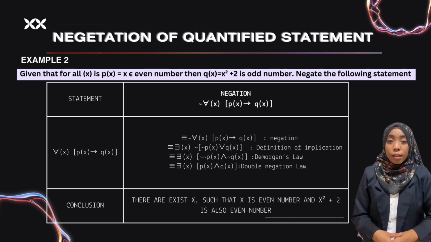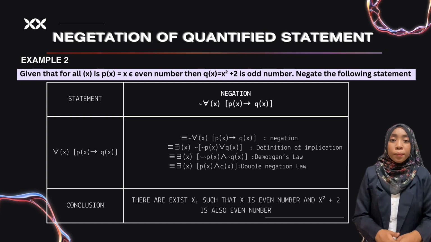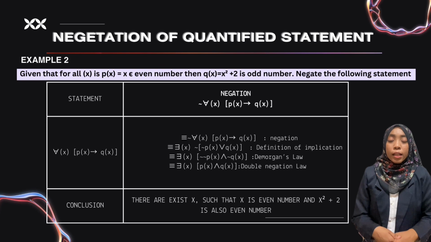Okay, so let's negate this statement. First, we need to put a negation in front of the statement. Then the negation turns universal x into there exists x. Then we need to change the implies using the definition of implication. Then it will be negation, bracket, negation px or qx, bracket.